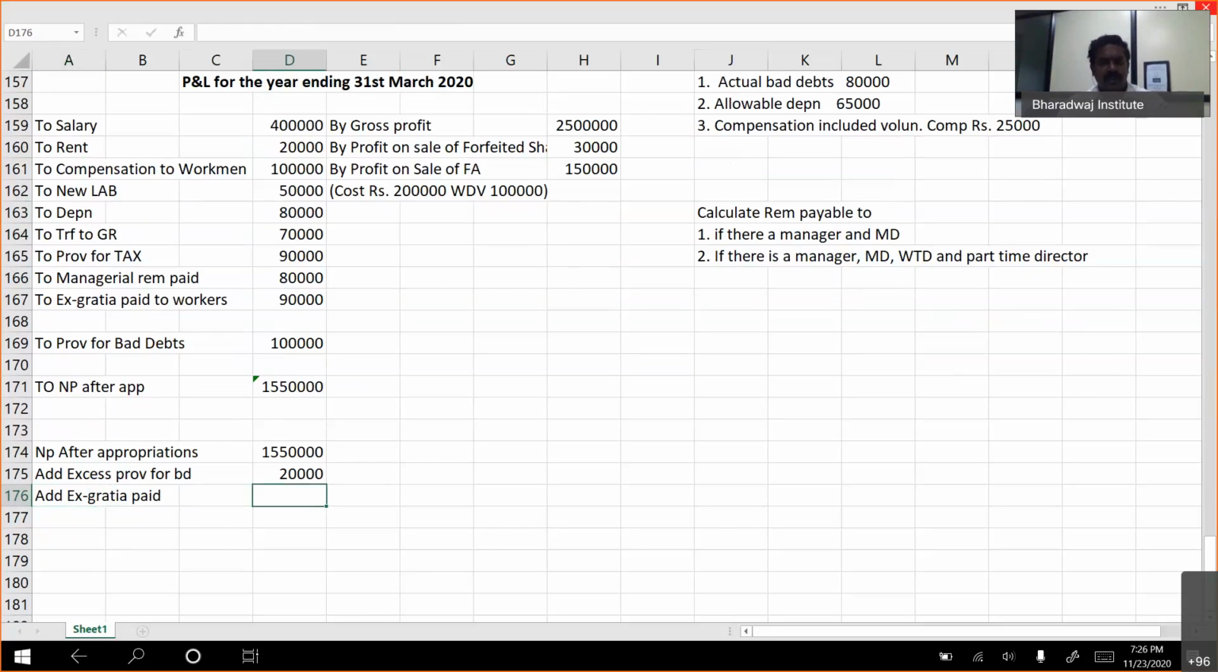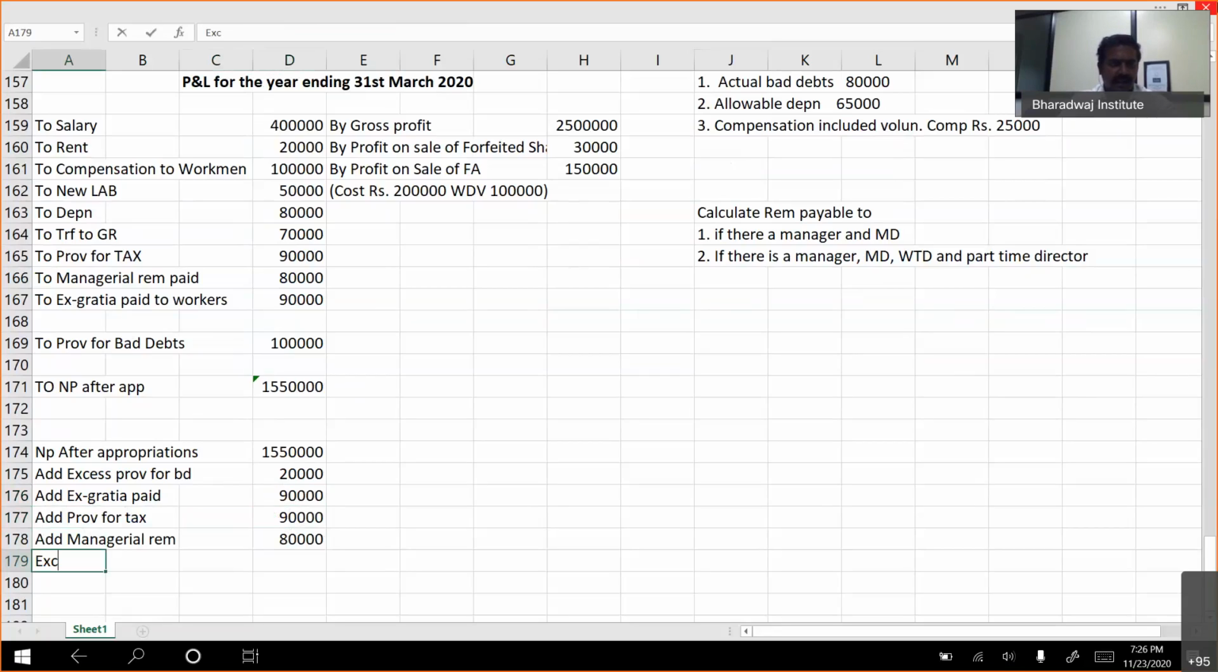We have performed very well, we have all worked even during the corona situation, we would like to appreciate your services, so take 1 month salary as bonus like that. Ex gratia paid to workers is a kind of voluntary bonus. Voluntary compensation will be added back. Then add provision for tax. Why? Because the director should be remunerated before providing for tax. Add managerial remuneration already paid, because we are going to work out managerial remuneration, so already paid will be added back.